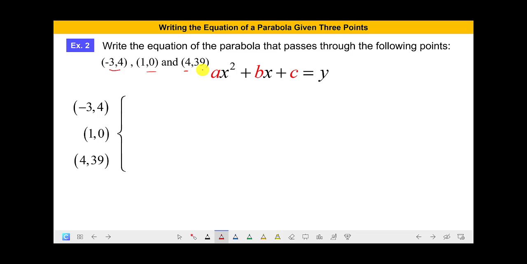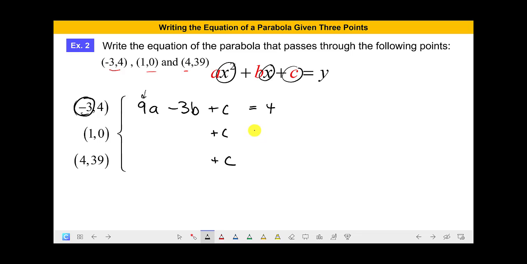Oops, I didn't want to give that away. Okay, so let's just do that. So starting here, and again, I could just say, 9a minus 3b plus c equals 4. Because I took this x, I squared it, that's how I got my 9, then it's just what it is, negative 3, and then my c is always going to be there. In fact, heck, I could do this. I mean, I know that's what this stuff is going to be. That's going to be a 0, and this is going to be a 39.